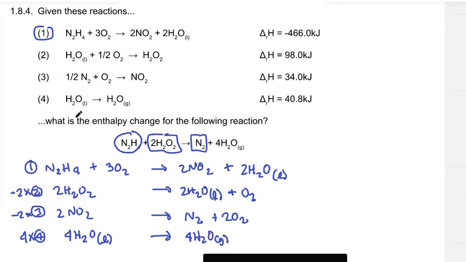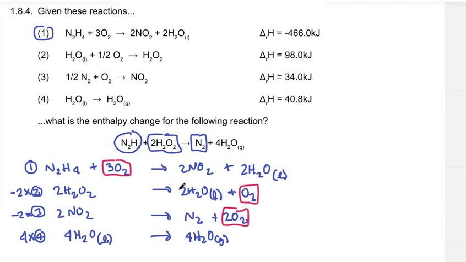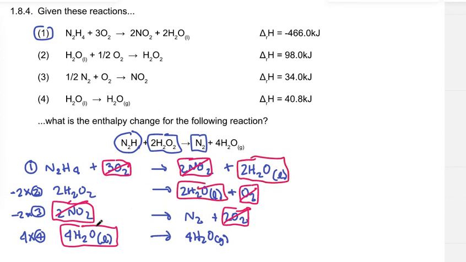And now, if we hack away all of our spectators, what do we end up with? N2H4 doesn't cancel. On the left we have 3 O2s, and on the right we have an O2 here and 2 more here. So we can cancel all those. That's equal amounts of oxygen. We have 2 NO2s on each side. We can lose that NO2 and this NO2. And for liquid water, we have 4 liquid waters on the left. Here are 2 on the right, and here are 2 more on the right. So we can cancel 4 off the left side, 4 off the right side.